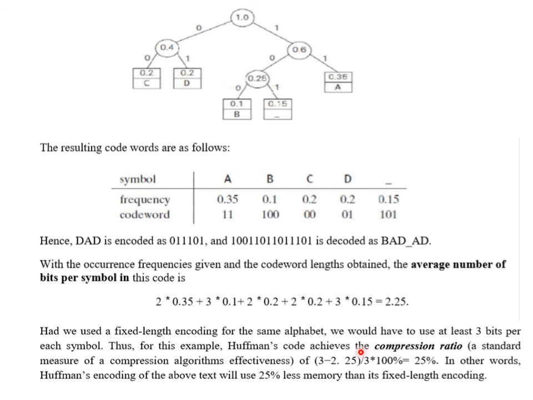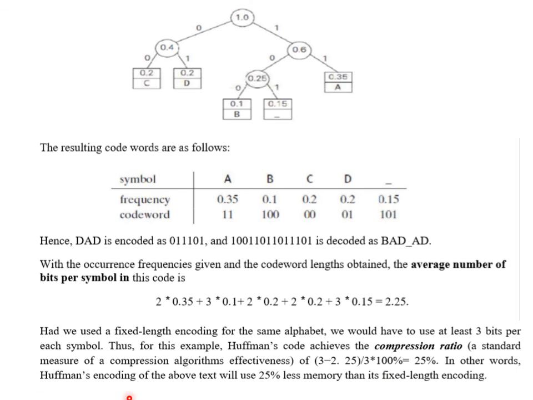So the Huffman algorithm improves the compression ratio. In a fixed length encoding, each character takes 3 bits, so 3 plus 3 plus 3 plus 3 plus 3, that is 5 into 3, 15, divided by 5 gives 3. But in this case it comes to 2.25. So what is the compression ratio? 3 minus 2.25 divided by 3, into 100. So we get 25%.